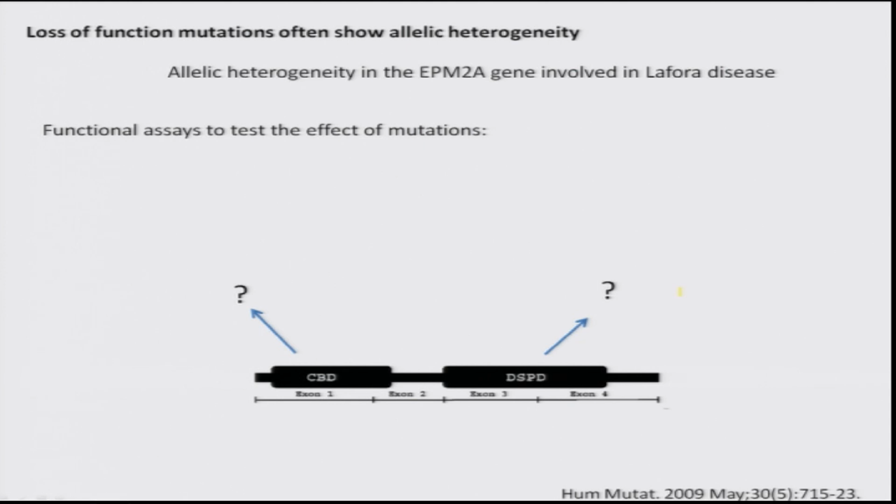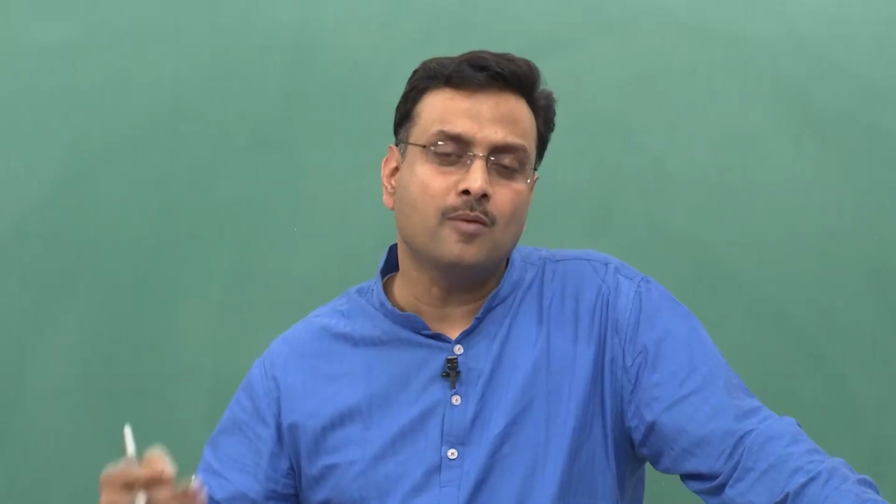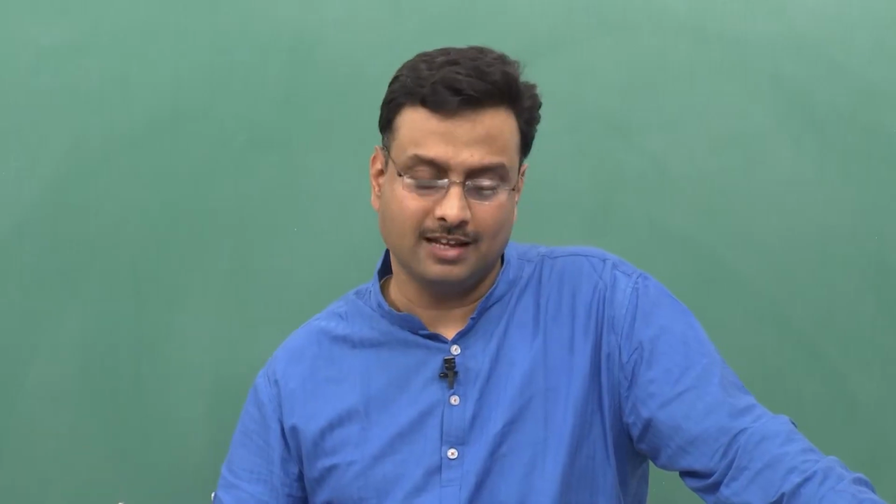So, how do you test them? For example, if you have a missense mutation, how do you know that indeed it is causing the disease? One way is to look for that particular variant in the normal population, and if you do not find it in the normal population, that means this is not a common and normal allele.